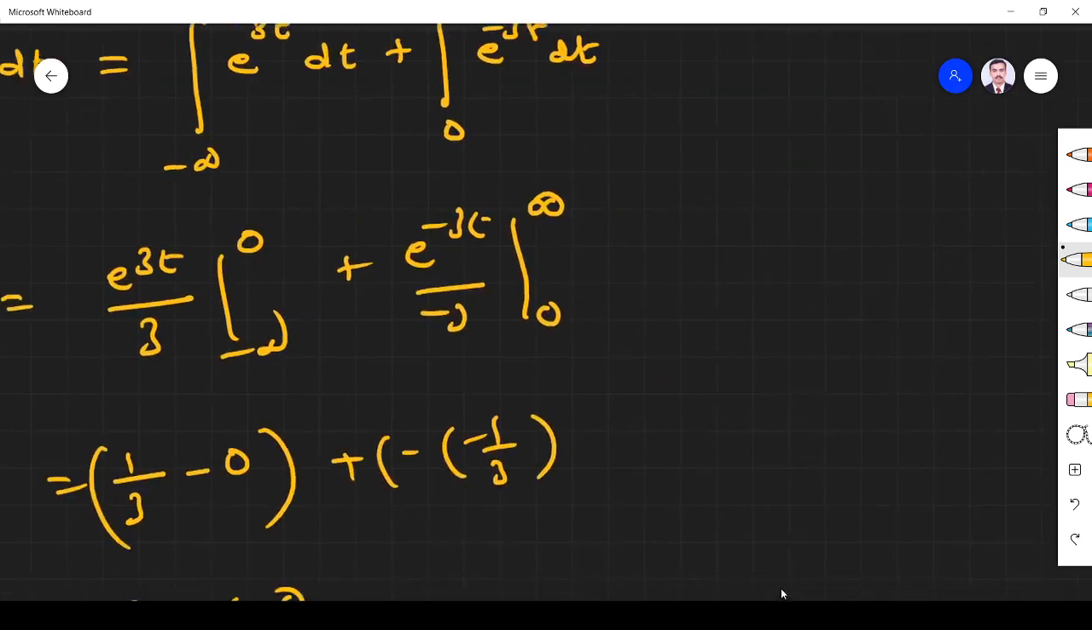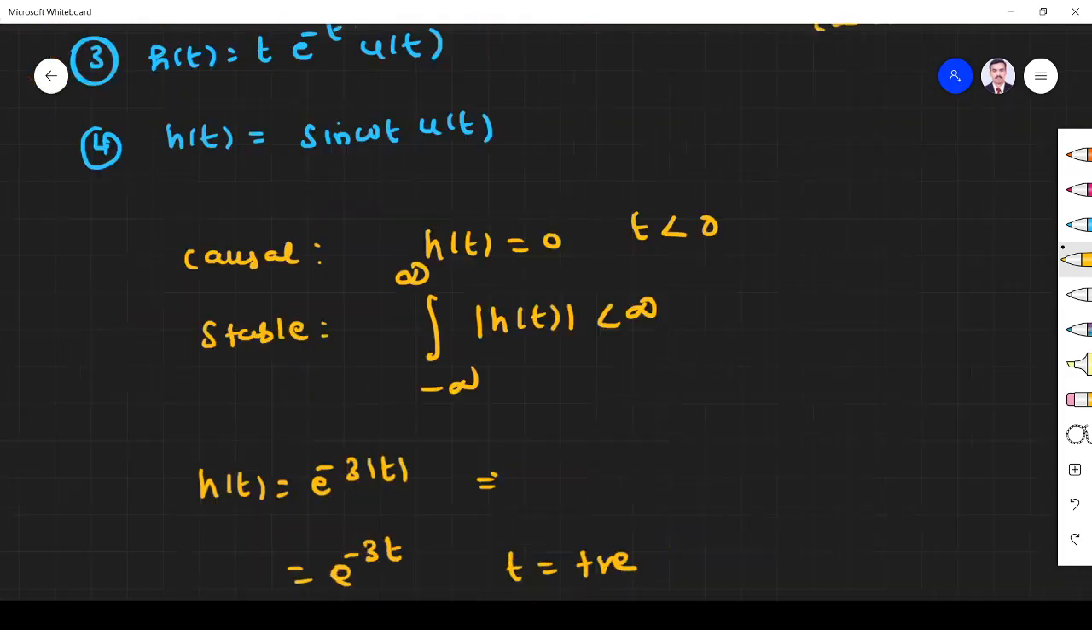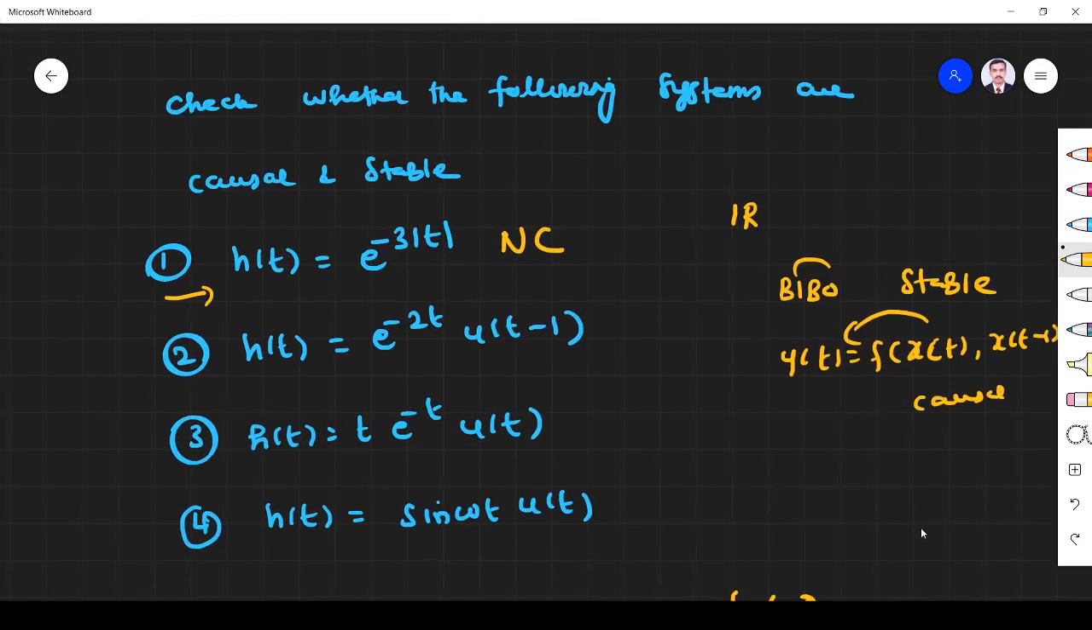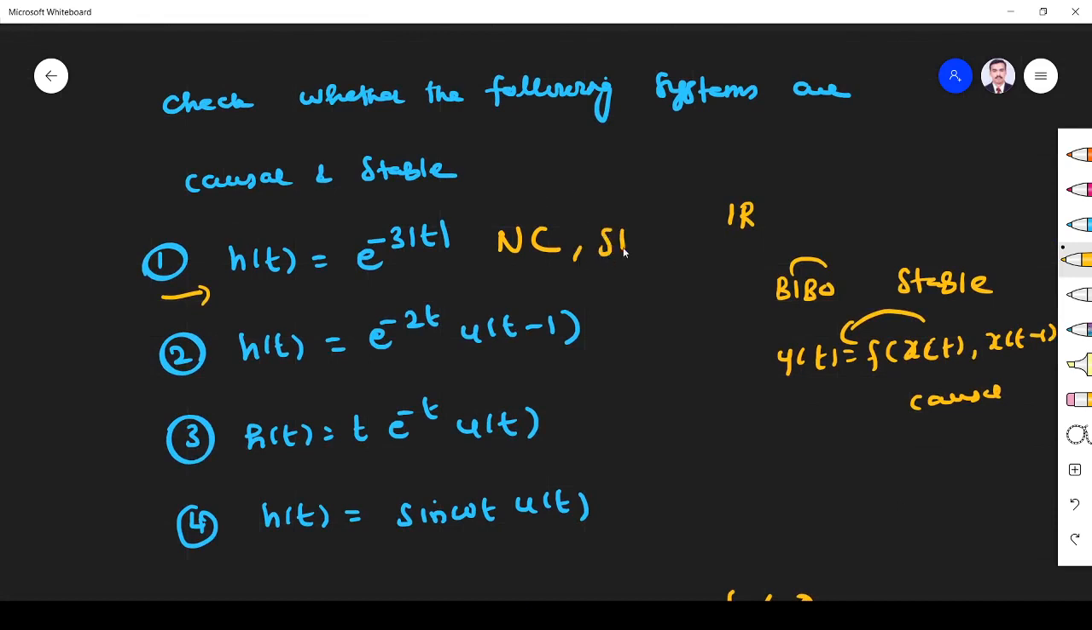So we have seen the first question. The system is non-causal but stable.